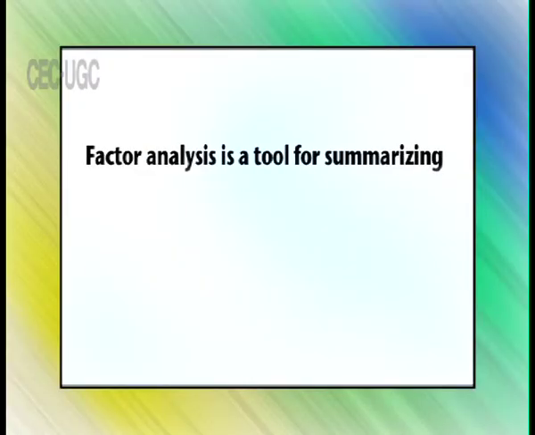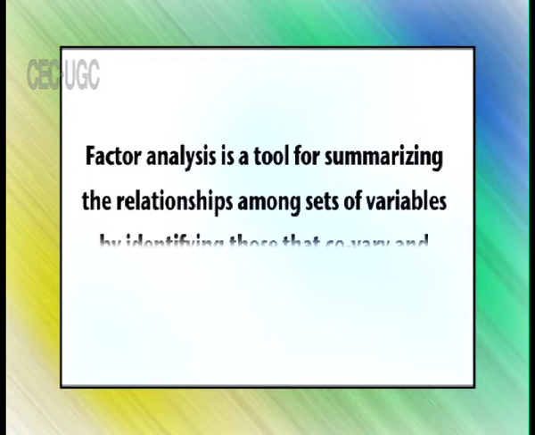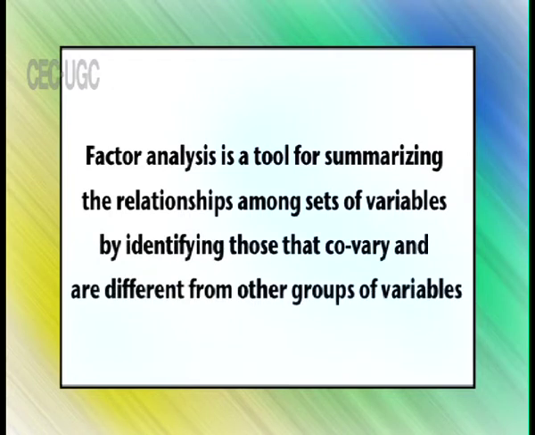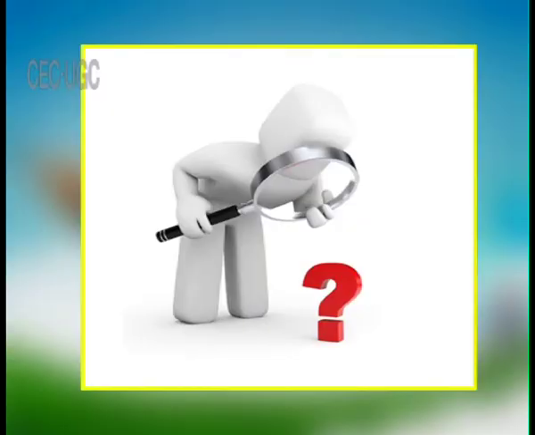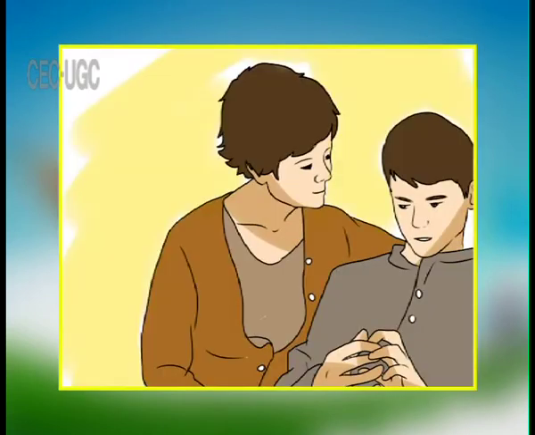Factor analysis is a tool for summarizing the relationship among sets of variables by identifying those that co-vary and are different from other groups of variables. In personality theory, factor analysis can be used to identify which set of variables most simply and accurately reflect the structure of human personality. Cattell began by measuring visible features of personality, which he called surface traits. Soon, Cattell noticed that these surface traits often appear together in groups and can be recognized by manifestation of behavior like curiosity, dependability, and tactfulness.